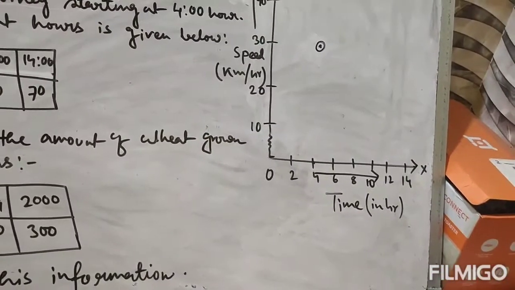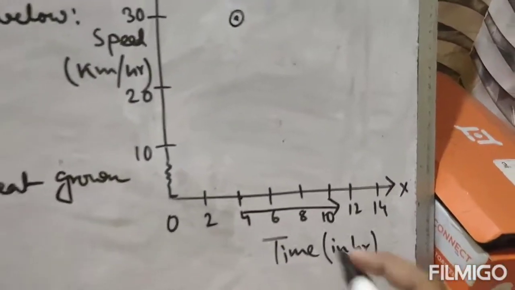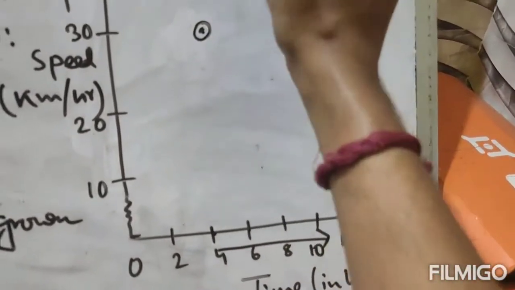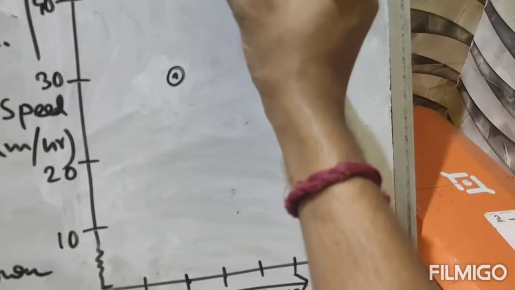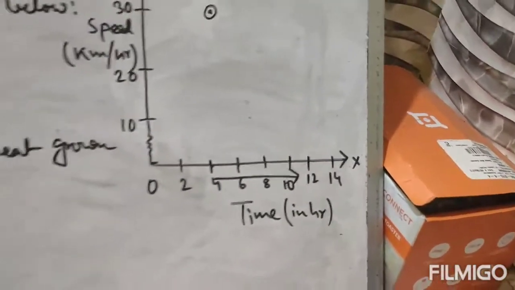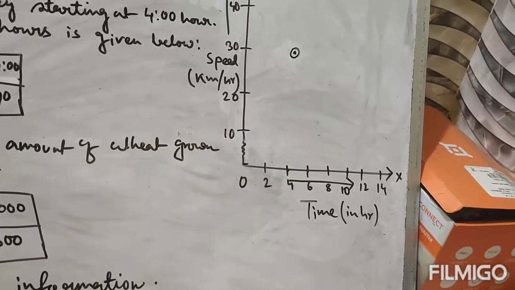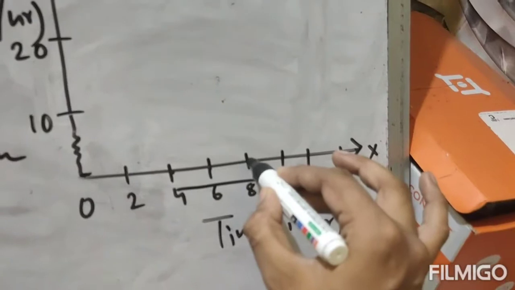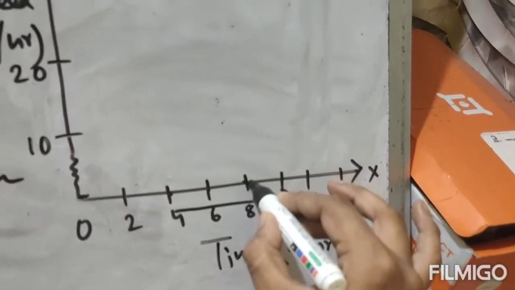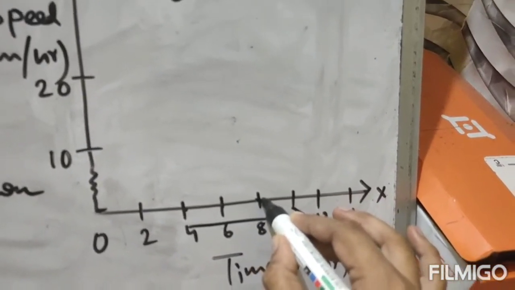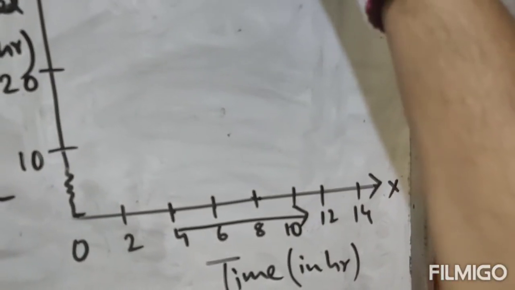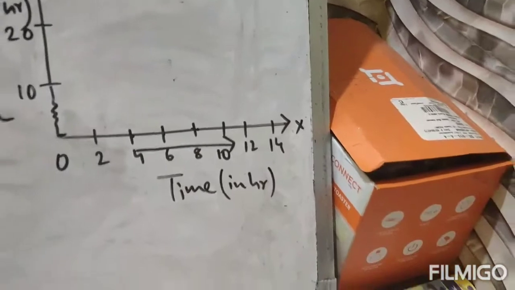In 6 hours its speed is 50 km per hour. So 6 is here, that means it will be here. In 8 hours its speed is 60 km per hour. 8 hours means this is the 8 hours, and 60 means here.